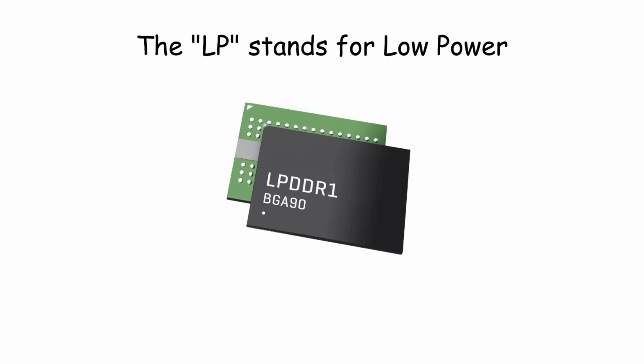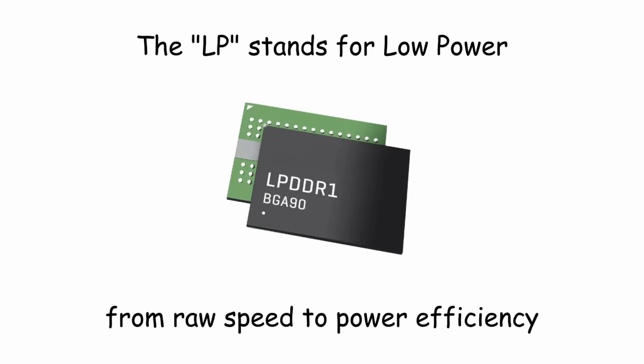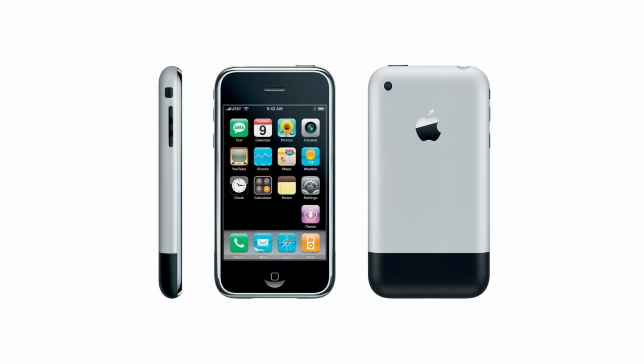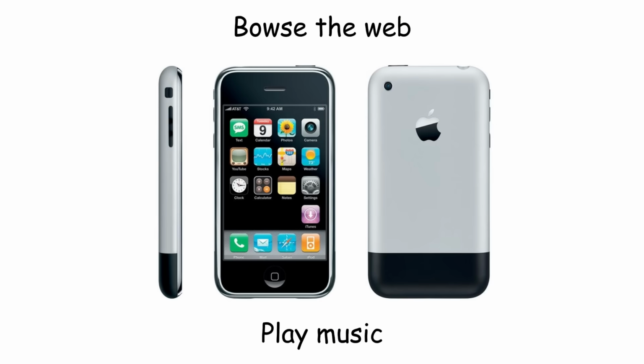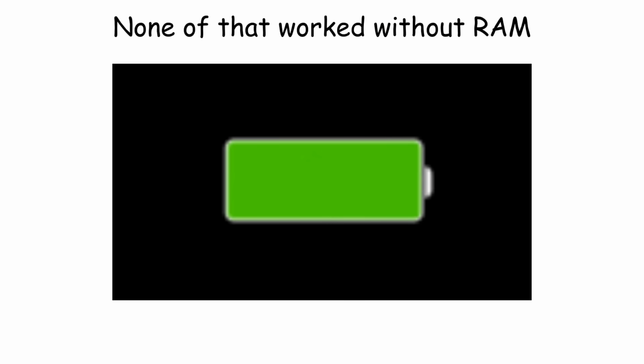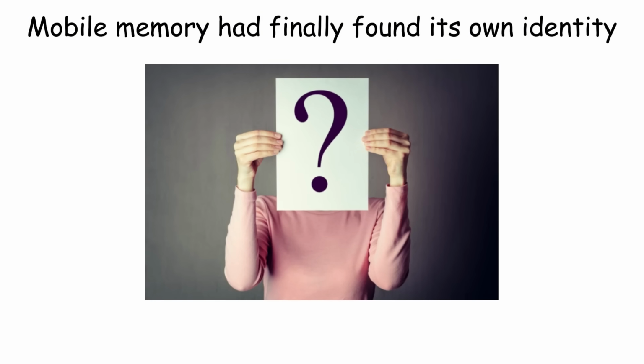LPDDR1. The LP stands for low power, and that one shift in priority, from raw speed to power efficiency, was the birth of true mobile memory. Early smartphones were starting to appear, devices that could browse the web, play music, run basic apps. None of that worked without RAM that was designed to sip power instead of chug it. Mobile memory had finally found its own identity, and it would never go back.